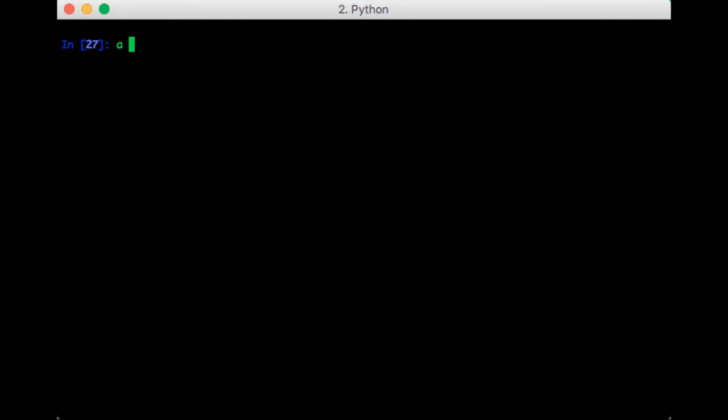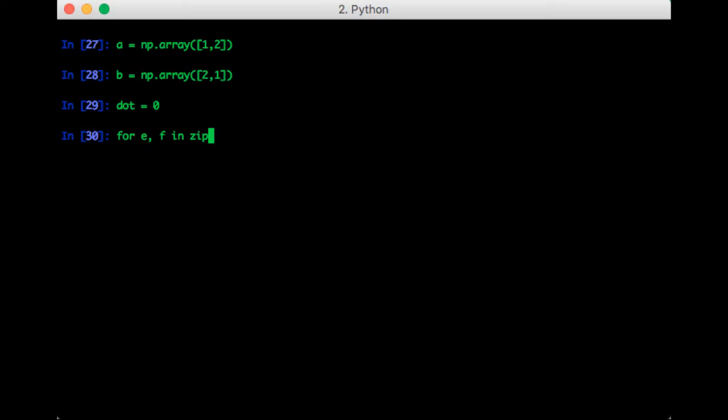Let's start out with the two vectors A equals 1, 2, and B is going to equal 2, 1. So suppose we were to use the direct definition of the dot product. You'd want to loop through both arrays simultaneously, multiply each corresponding element together, and add it to the final sum. So let's try this first. For e and f in zip(a, b), dot accumulate e times f. Okay, so the result is 4 as expected.